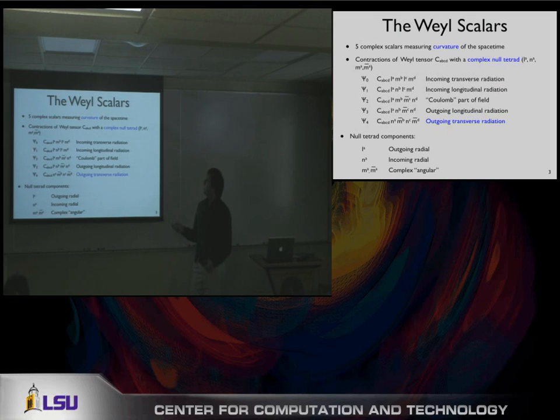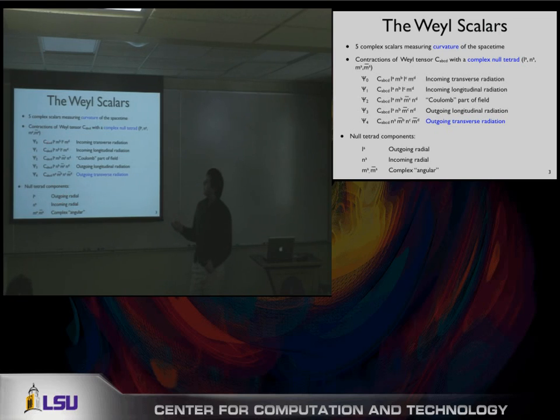These are computed by contracting the Weyl curvature tensor with this complex null tetrad, which is made up of L, N, M, and M bar, which are defined in some sense. I guess they have to satisfy certain conditions, but in our case, we take L as an outgoing radial vector, N as an incoming radial vector, so radial null. And these are some sort of angular combination. Of course, what you mean by ingoing and outgoing, I'll come to later.